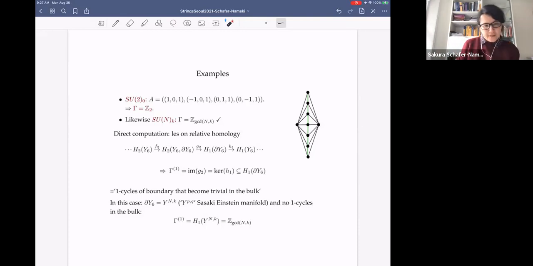And now many Calabi-Yaus don't have one-cycles. So very often it's just fine to compute the H1 of the five-dimensional boundary geometry. If you apply it now for the SU(N) level K theories, the boundary there is, just in terms of the holographic duals and so on, the boundary of these toric Calabi-Yaus are just the Sasaki-Einstein manifolds, and they have no one-cycles. So computing H1, since the Calabi-Yaus in the bulk don't have one-cycles, H1 of the Sasaki-Einstein just gives the one-form symmetry. So that's a nice observation, that a lot of this is just determined by what happens on the boundary of this space.